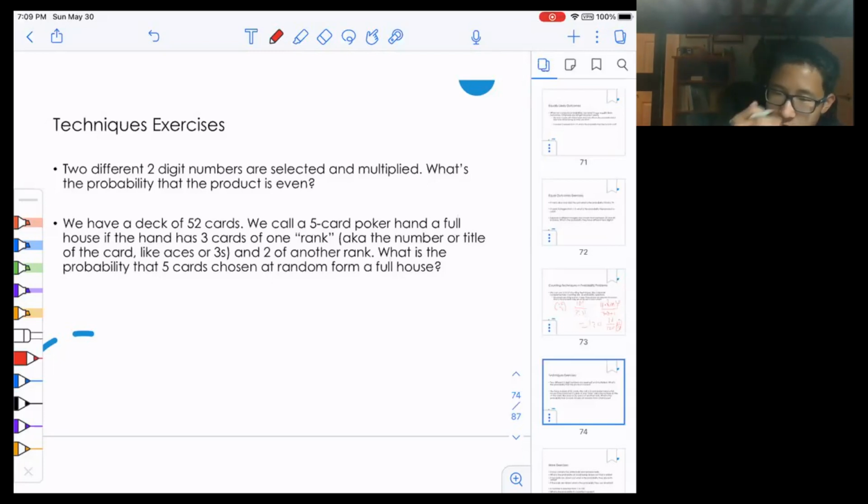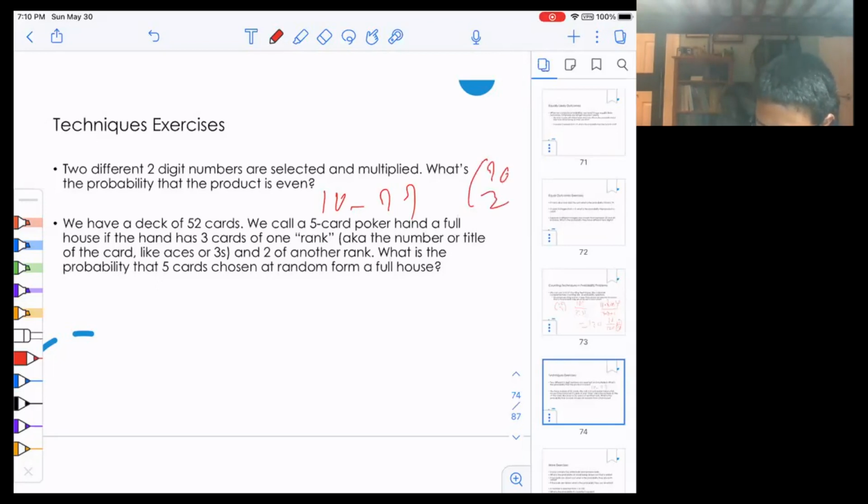There are 90 two-digit numbers, right? From 10 to 99, there are 90 of them. So we need to find how many ways we can choose 2 from 90. We do this and we get 4005.